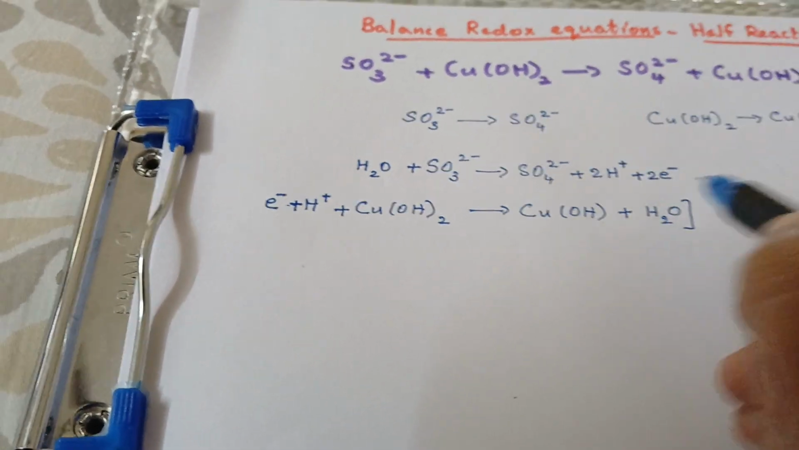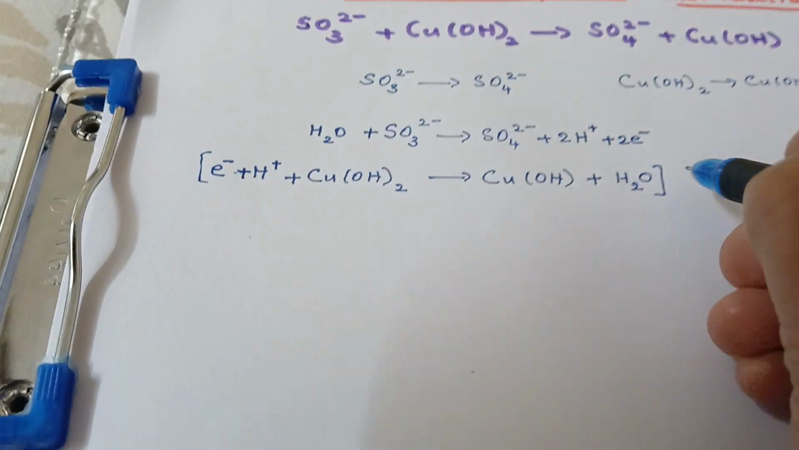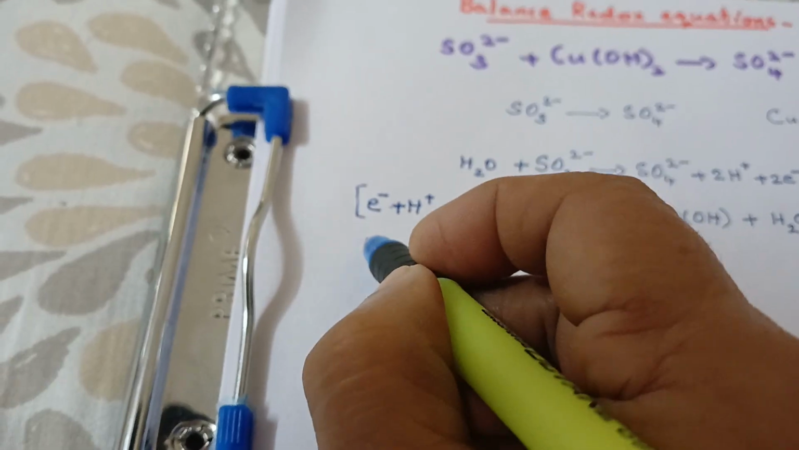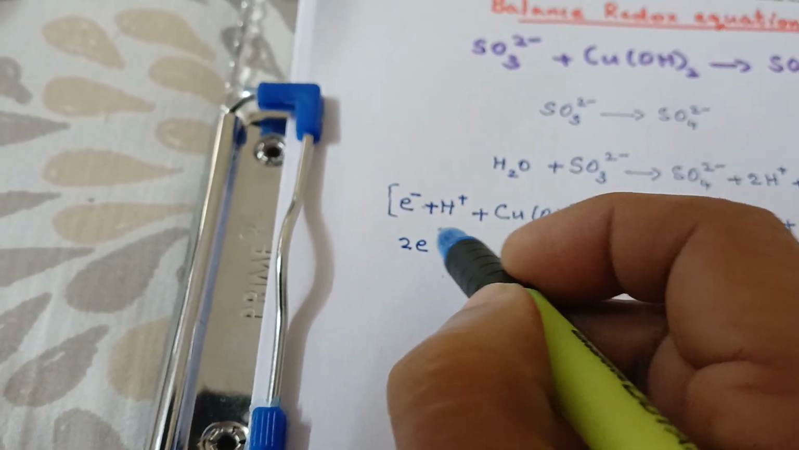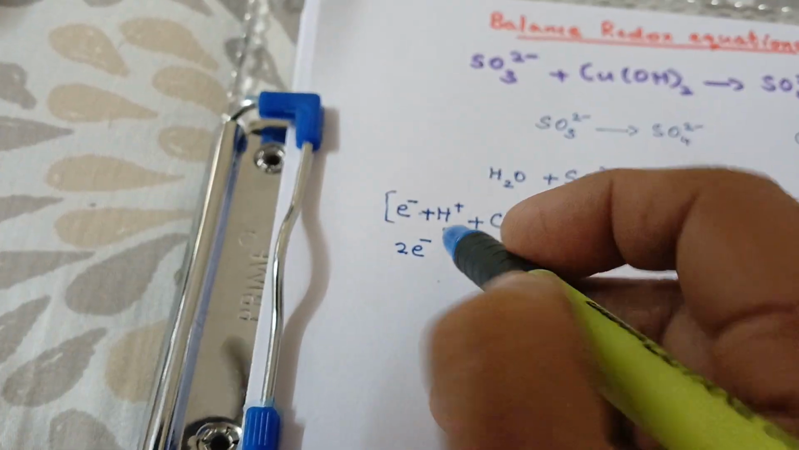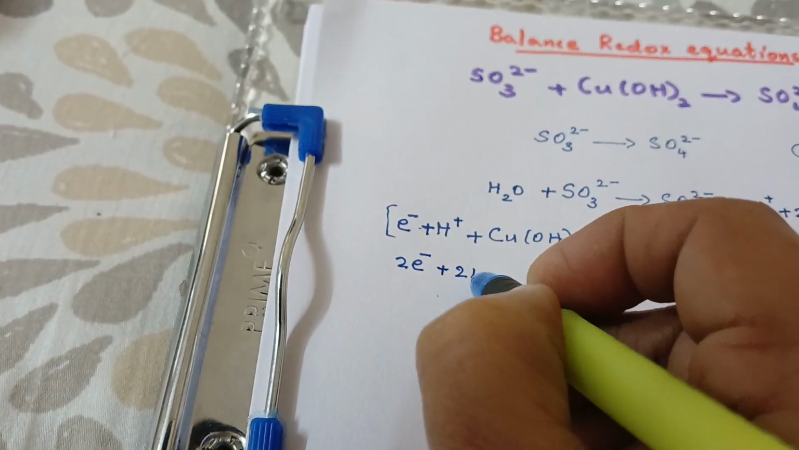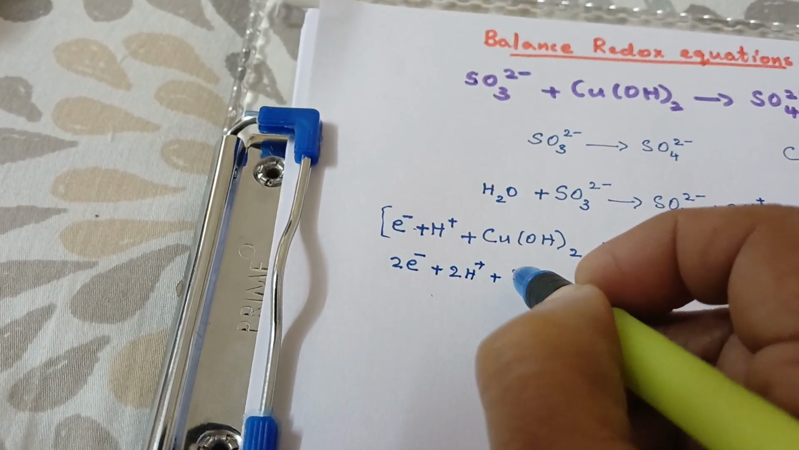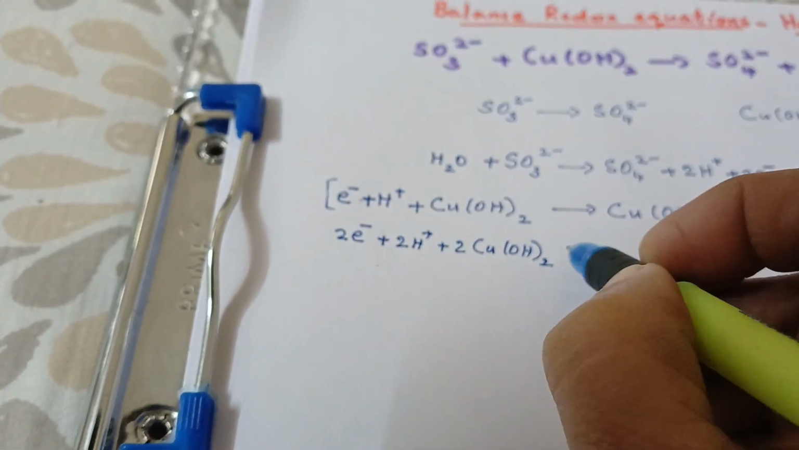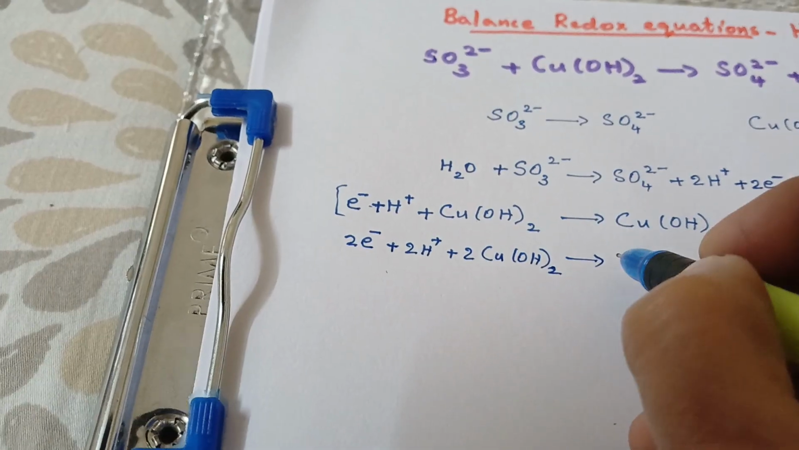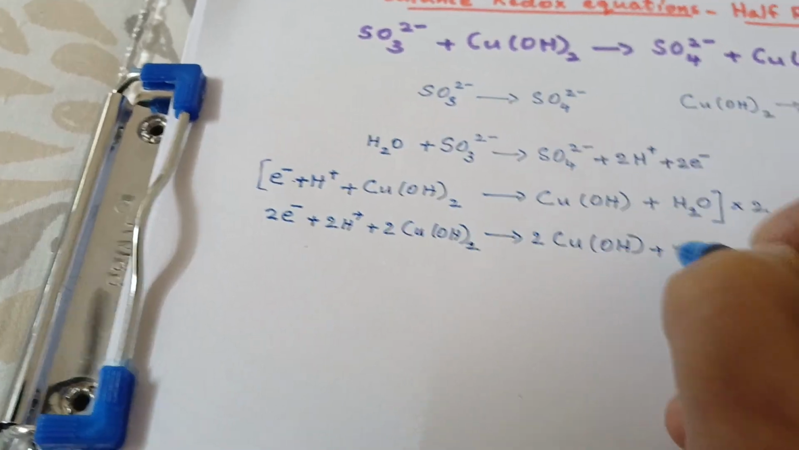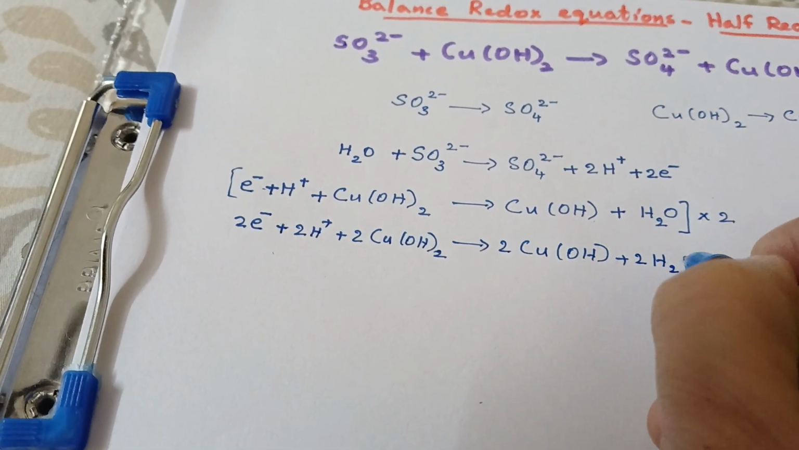So to make them the same, we can multiply this equation by 2. That means each of these entities will have to be multiplied by 2. So 2e minus plus 2H plus plus 2Cu(OH)2 giving 2CuOH plus 2H2O.